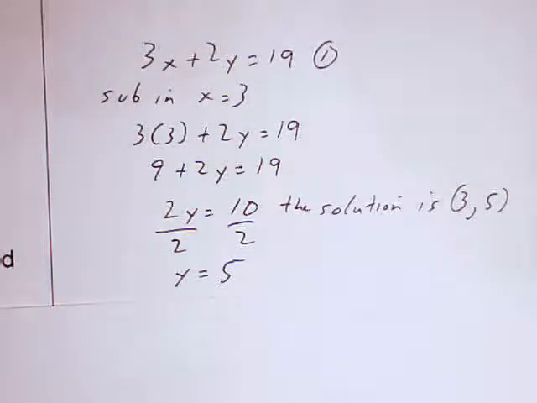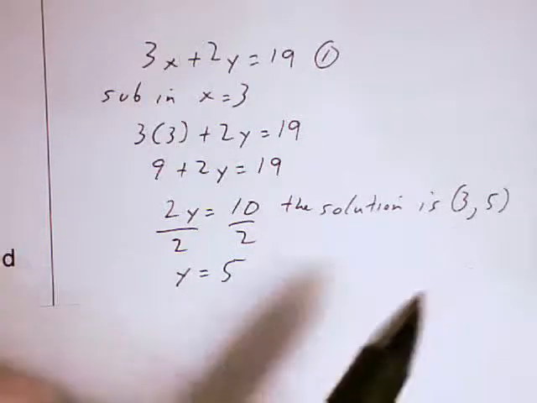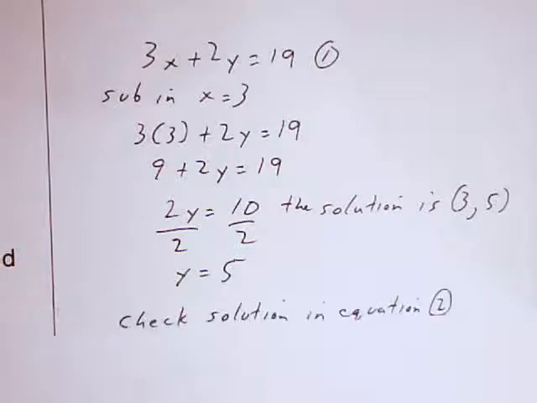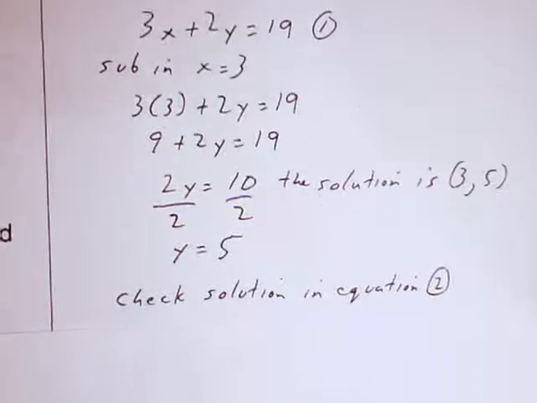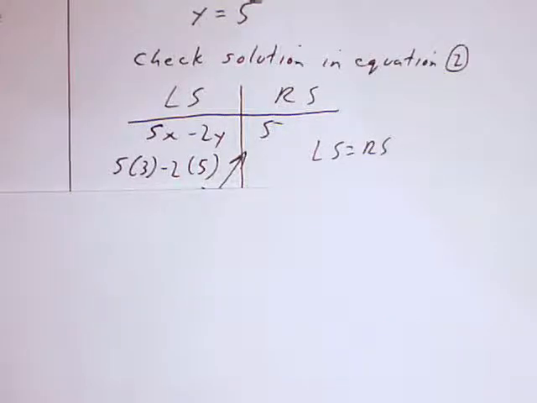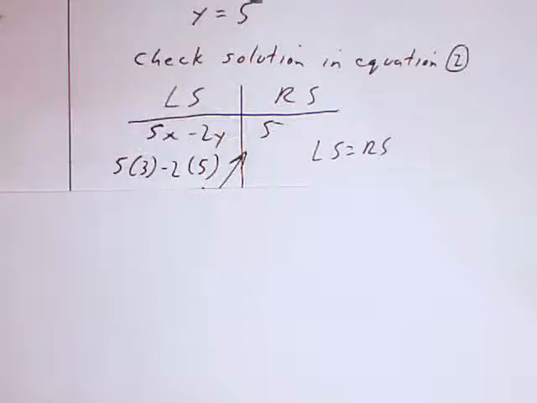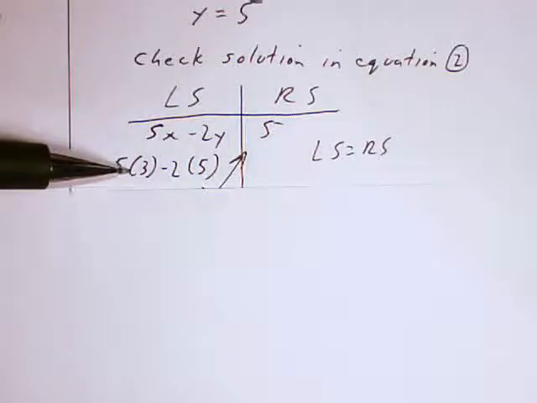I'd like to check this to make sure it's the right solution, that I didn't make a mistake. To do that, I'm going to check this answer in the other equation. So I'm going to check the solution in equation 2. I'll do that with the left side, right side check. So my equation 2 is 5x minus 2y equals 5. I'll plug in the x and the y values.